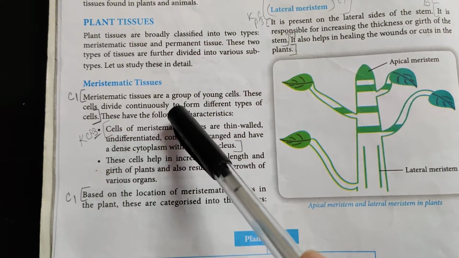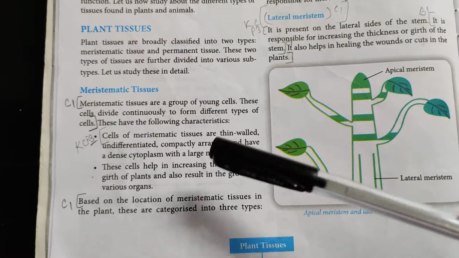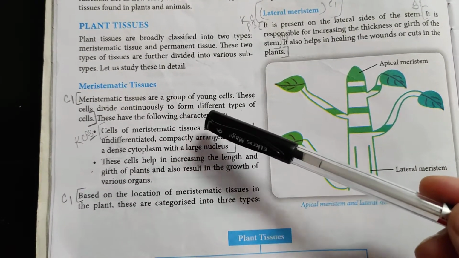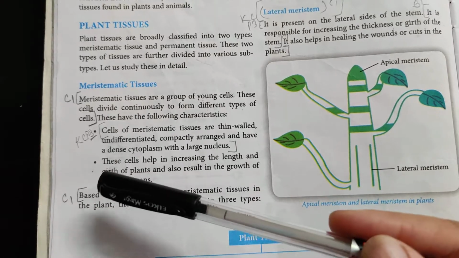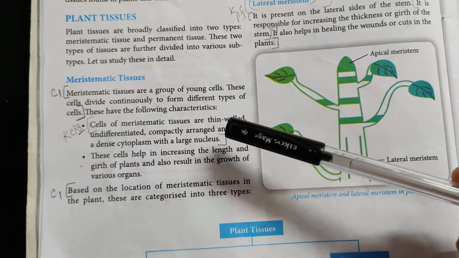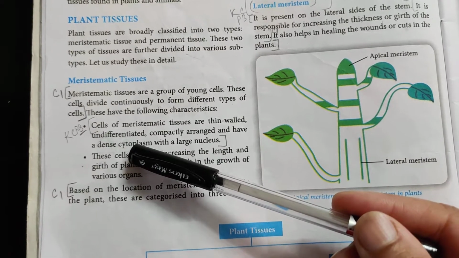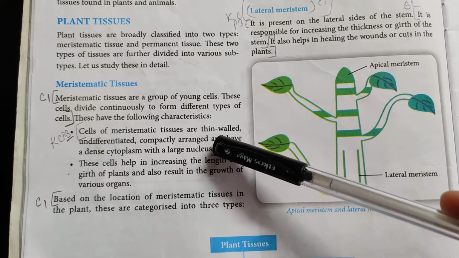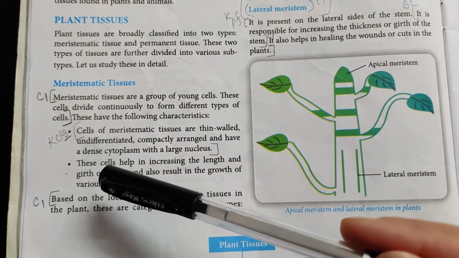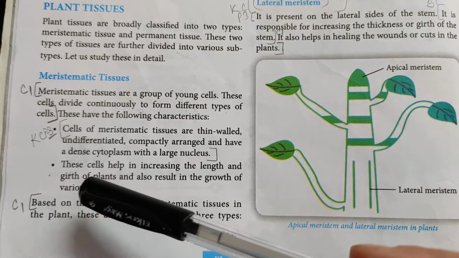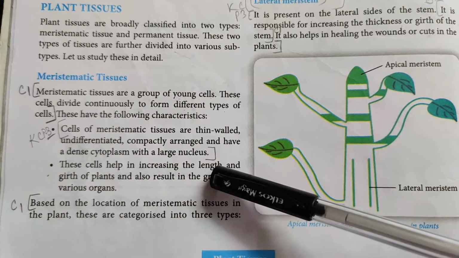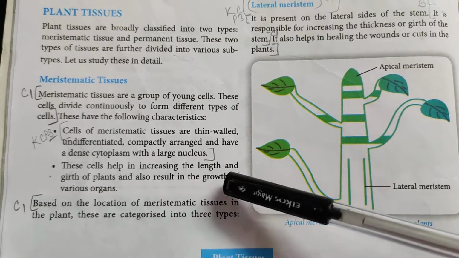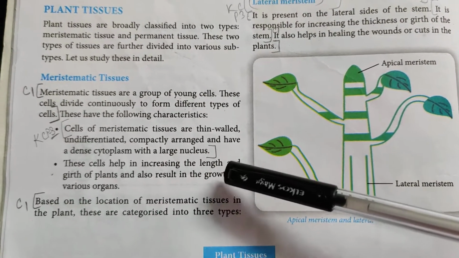Meristematic tissues are a group of young cells. The work of meristematic tissue is to divide continuously and to form different types of cells. The cells of meristematic tissue are thin-walled, undifferentiated, compactly arranged, and they have a dense cytoplasm and a large nucleus. The basic work of these cells is to help in increasing the length and girth of the plants. As a result, they help in the growth of the various organs of the plant.